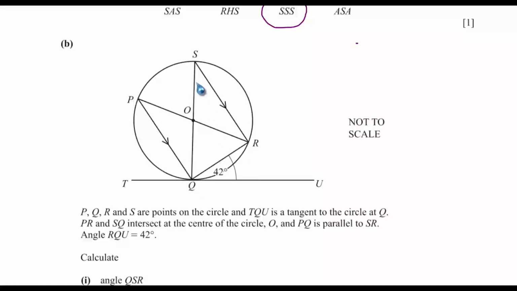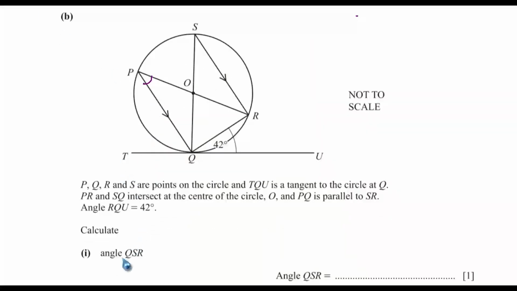So angle QSR will be equal to 42 degrees. How? This will be 42 degrees because this and this are angles in the same segment. It will also be 42 degrees. And how do we know that this one is 42? No, that's a bad approach.